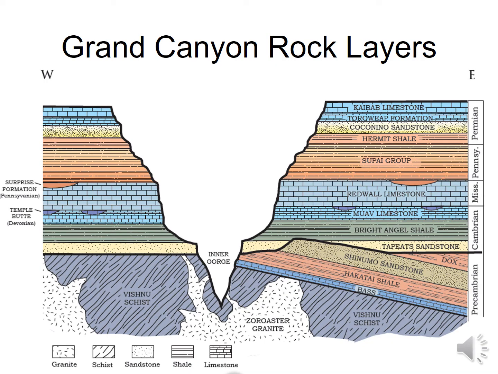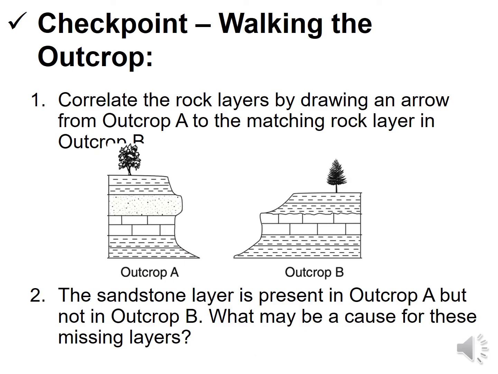Okay, here is an outcrop, or a diagram of the layers. You can see here, even though there's a massive gap, that this layer here is the same as this layer over here. So we want to correlate the layers. We're going to draw an arrow from outcrop A to outcrop B.